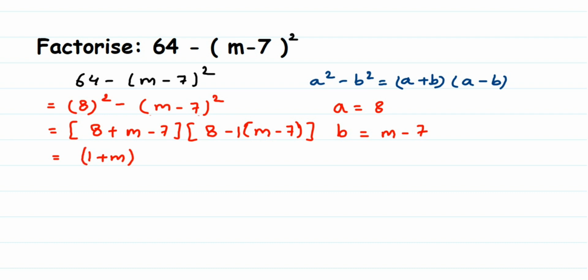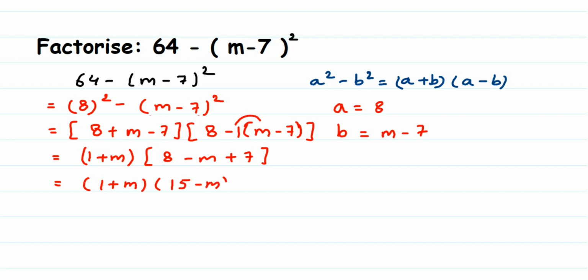Now what about the second one? In the second one, like I said, we have a minus sign. So I have written 1 here just to indicate that this minus sign, or minus 1, will get multiplied. So minus 1 into m will be minus m. I'm going to open the bracket. Minus 1 into minus 7 will be plus 7. Now we have to solve this further. So 1 plus m, and here we have 8 plus 7, which is 15. So 15 minus m. That's it.